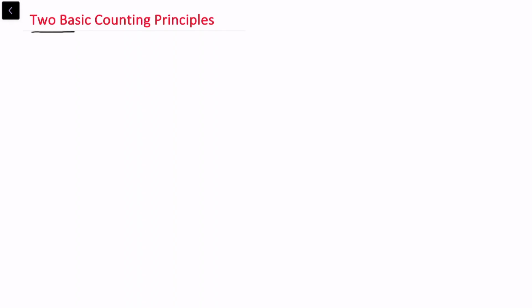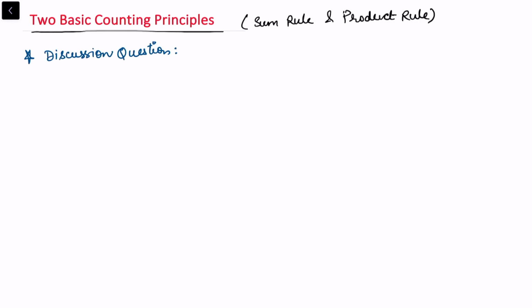In this video, I'll be talking about two basic counting principles: the sum rule and the product rule. Before I state the sum rule and the product rule, let's have this question. The question says, how many ways can a pair of dice fall?